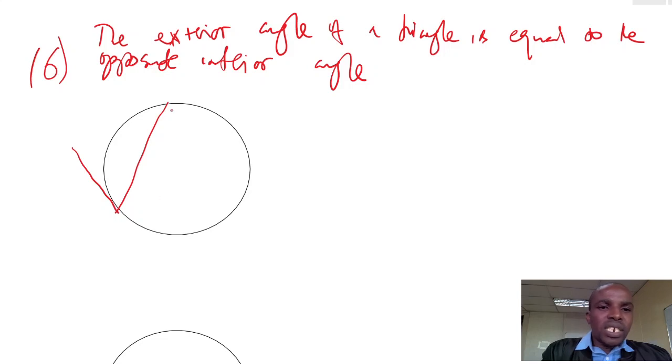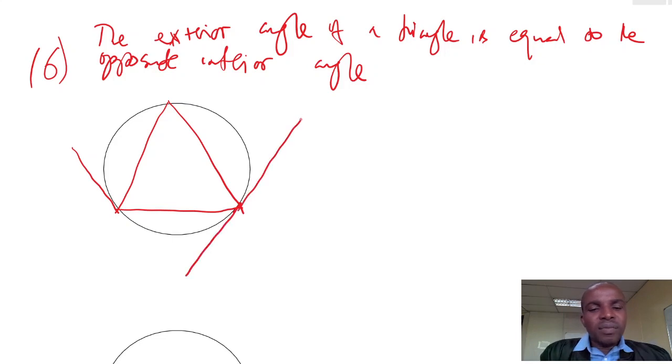Let me draw my tangent. Right, let me draw it this side. This is my tangent. A tangent is a line that meets the circle at only one point. That's called a tangent. So this angle is the exterior angle. I can call it x.